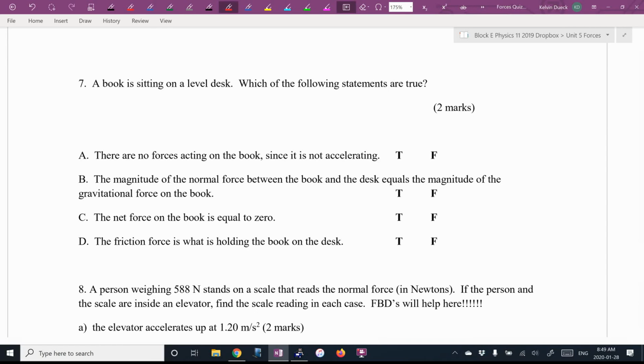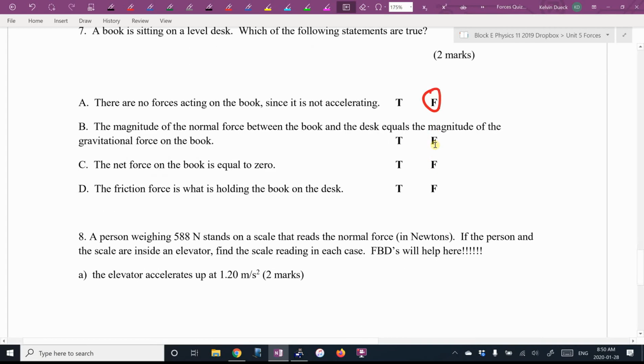A, true or false, there are no forces acting on the book since it's not accelerating. Does that mean there's no forces? That's false. It means the forces are balanced, and since I know gravity's acting, that's how we were able to reason the table, the normal force must exist. Newton's first. The magnitude of the normal force between the book and the desk equals the magnitude of the gravitational force. I agree with that.